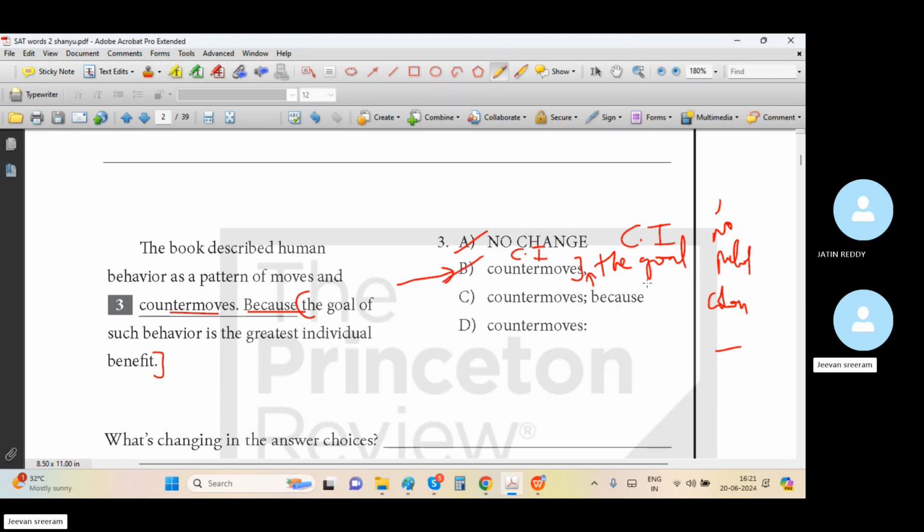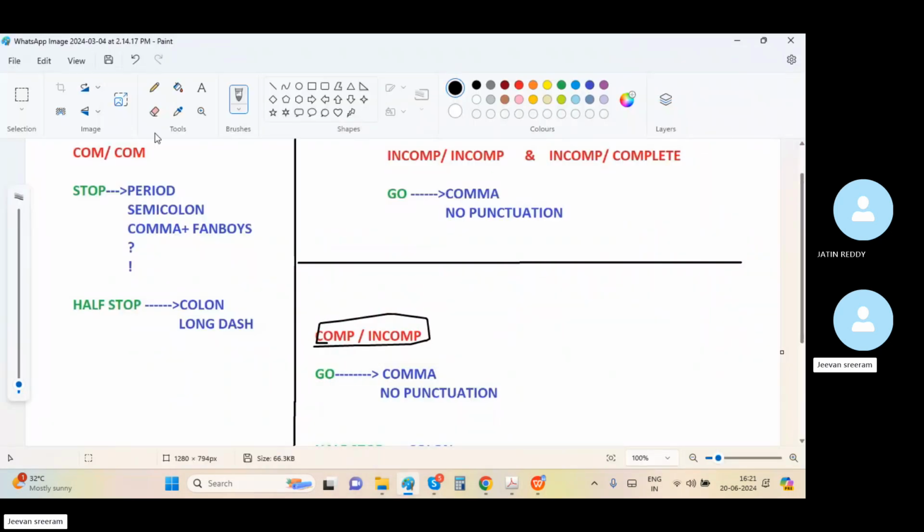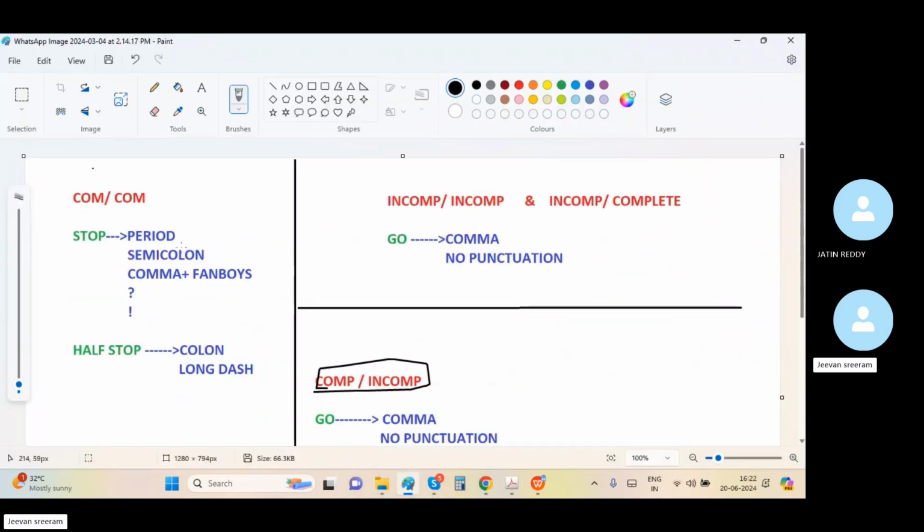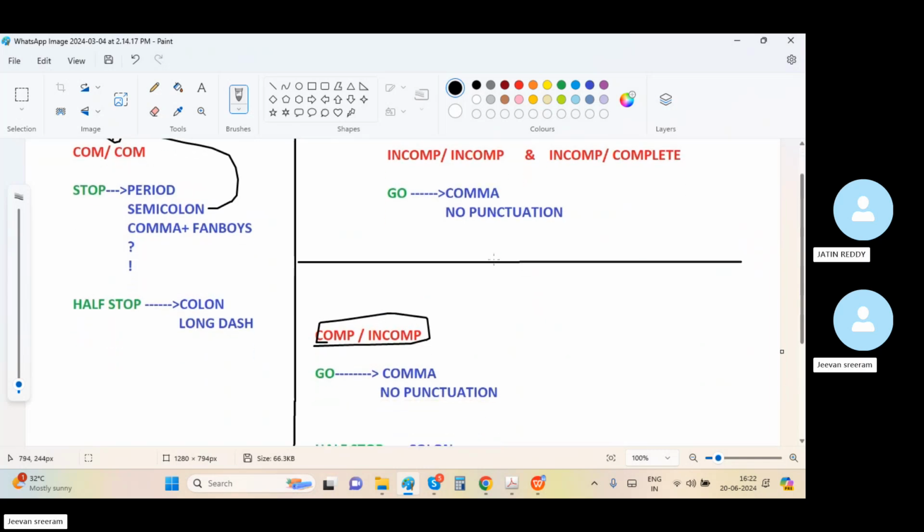So now check it. Till counter moves, it is a complete idea. If you go with because, it is an incomplete idea. Can we use a semicolon between a complete and an incomplete idea? No. A semicolon is for... please buddy, you must remember this snap. You won't score at all if you don't remember this. So a semicolon should be used between complete ideas only.